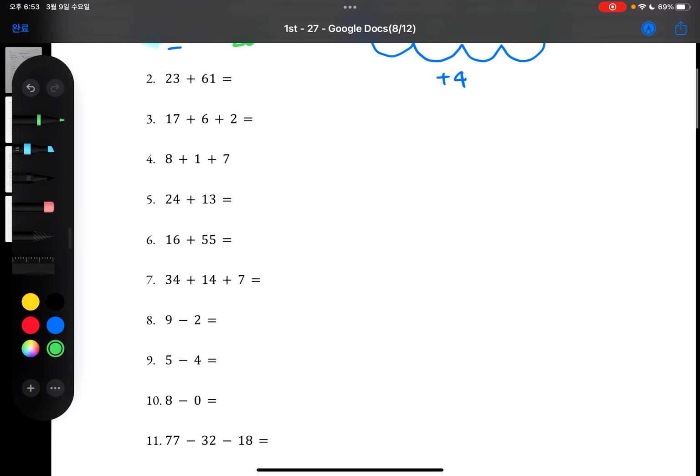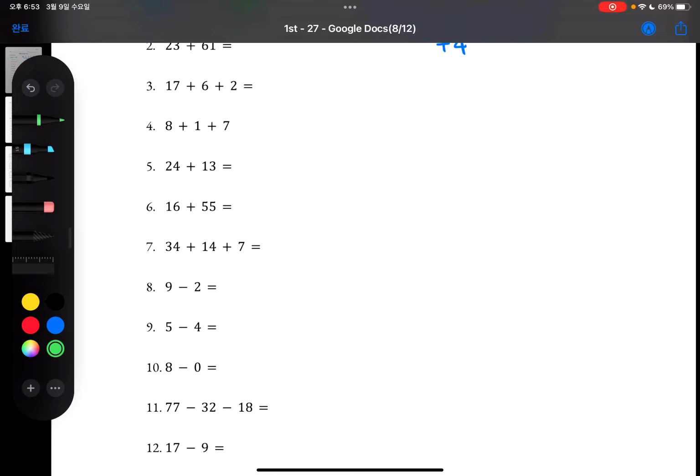Let's look at number 7. It says 34 plus 14 plus 7. And another way to solve these type of questions is by using vertical method. When you're solving by vertical method, you have to make sure that you line up the numbers by its place. So ones placed by ones and tens by tens. That's why we lined up the 4 and 4 together and 3 and 1 together. So we're going to start by adding 4 and 4. 4 plus 4 is equal to 8. So we're going to put 8 under the 4.